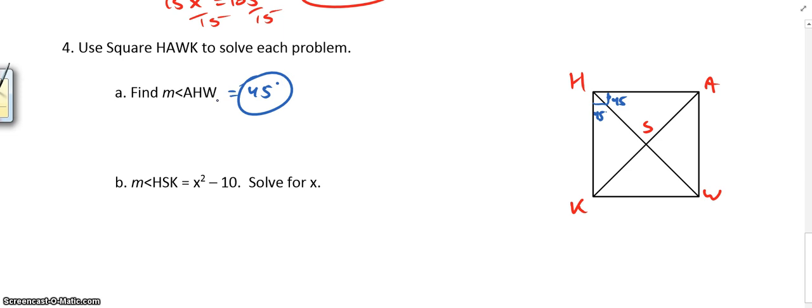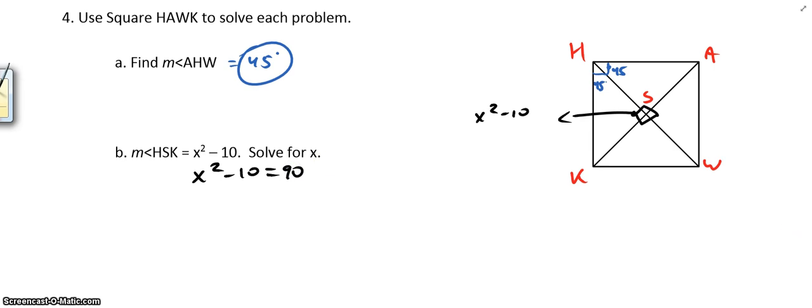All right, now they want us to find angle HSK. So this angle right here is equal to x squared minus 10. Well, again, the diagonals of a square cross at 90 because a square's got every property possible. So we know x squared minus 10 equals 90.